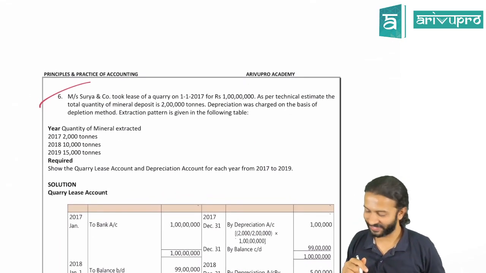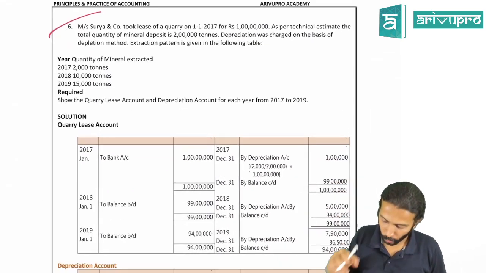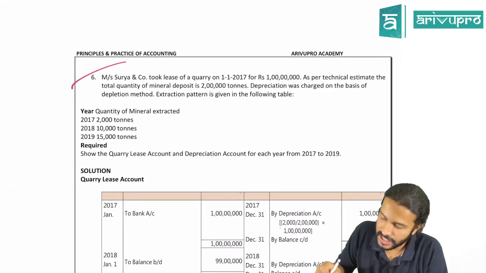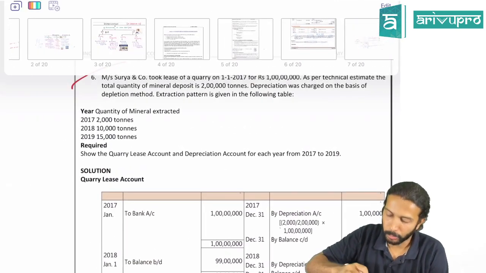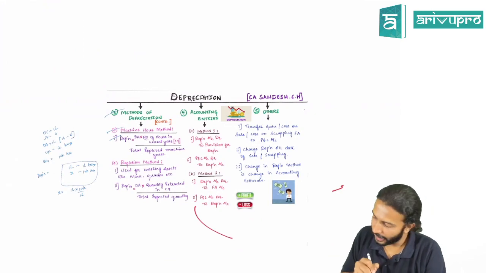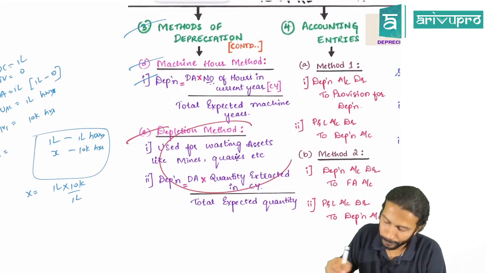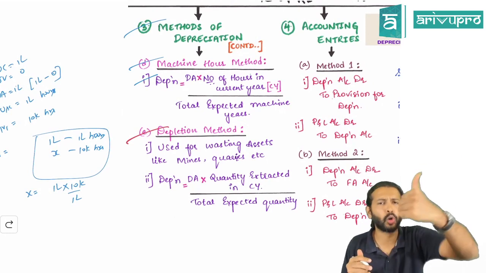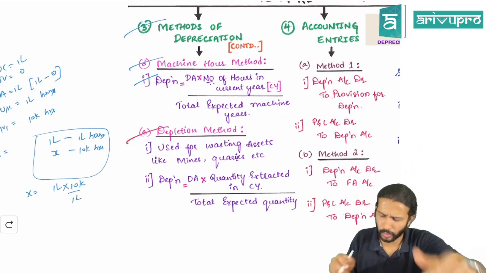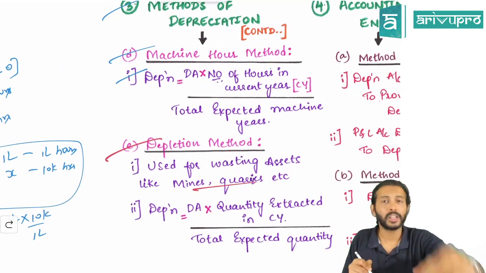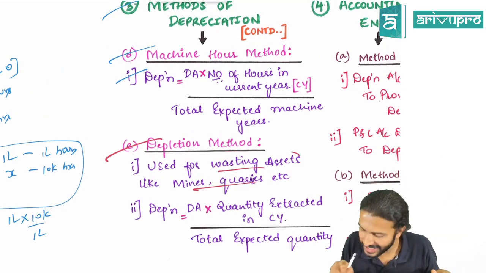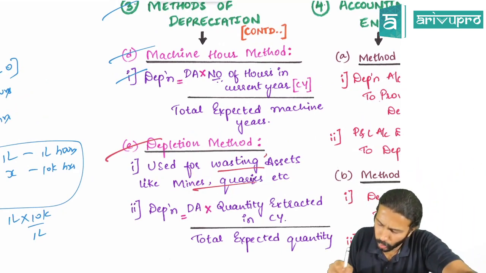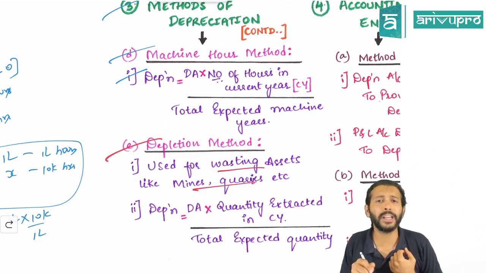Great. Okay, this is one question we will do. Then we will take a break. So this question number 6 is based on one more method, which is the depletion method. Normally for mines, if you have any gold mine, coal mine, like these, for mines and quarries, we call them wasting assets, like KGF, correct? Like those, in accounting terminology, we call them wasting assets.